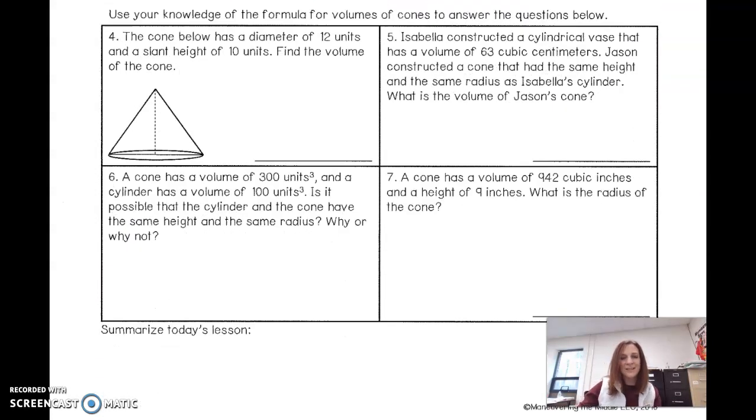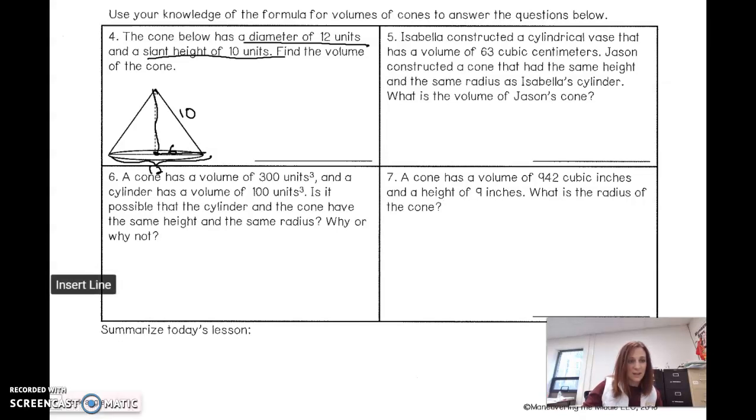The cone below has a diameter of 12 units and a slant height of 10 units. This is slant height. Okay? Now, if we know its diameter here, the whole thing is 12, I know that its radius is 6. So now we don't know this up and down height.